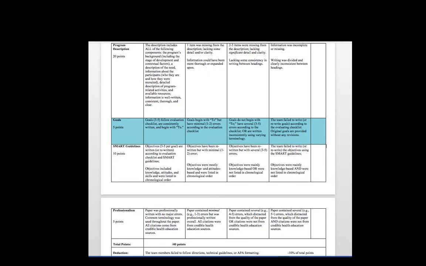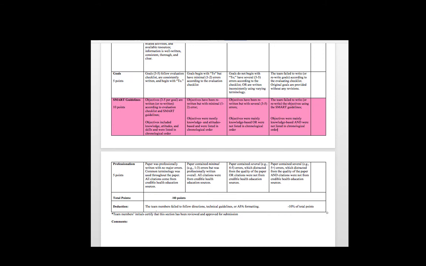So now moving on to goals. It is important to include 3 to 5 goals following the evaluation checklist. You need to ensure that they are consistently written, so using those common terms and language, and they should always begin with "to." Also, one thing to keep in mind is, can this goal be achieved with program resources? So is it realistic? As we move downward in the point percentages, you will see that your goals are either lacking, so you don't have enough, or you did not start them with "to," they're inconsistent, and so on and so forth.